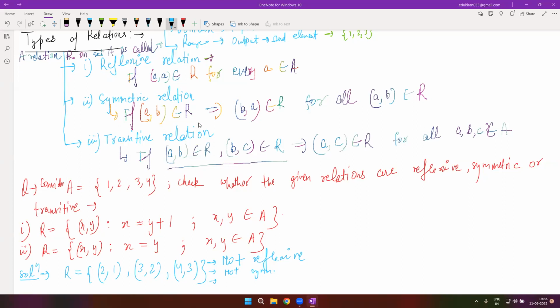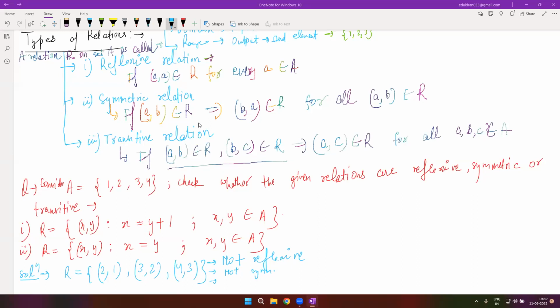Why, Faiza? Shaviz, why is this relation not transitive? So because there's no other element which starts with 1. But that doesn't break our condition.